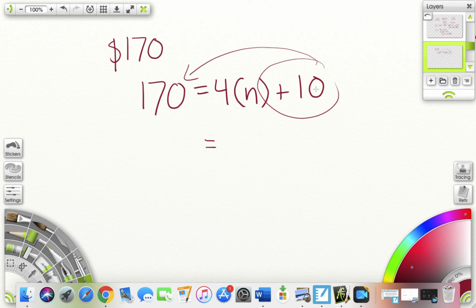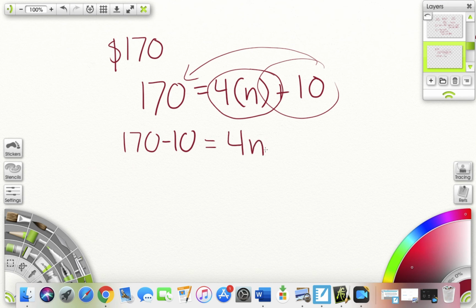So if it was adding over here, I have to subtract it on this side. First of all, I do my outlier. So 4 times the number of movies, these are together right now. I'm not going to separate them quite yet. I'm going to do my plus 10 because that's the easiest thing for me to do first. So I take 170 minus 10 because I do the opposite operation, and the opposite of addition is subtraction. So 170 minus 10 equals 4N, so 4 times the number of movies.